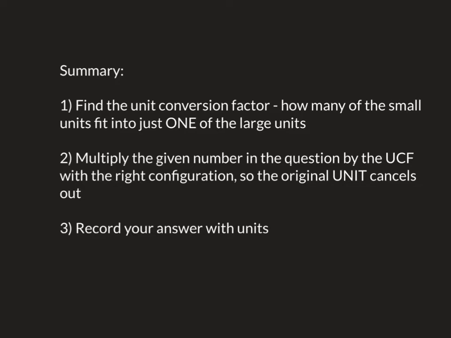I just want to take a second to summarize what we said. Whenever you are trying to convert one unit to another, your first step is to always find the unit conversion factor. How many of the small units fit into just one of the large units? Then multiply the given number in the question by the unit conversion factor with the right configuration so that the unit we're trying to get rid of cancels out. In other words, you want that unit on opposite sides of that line, above the line and below the line. And then record your answer and make sure you have the right units.